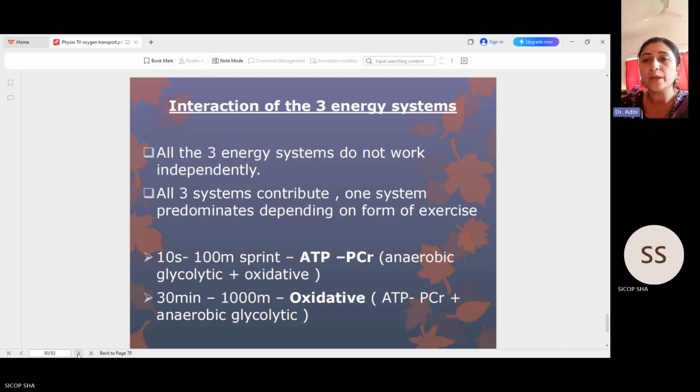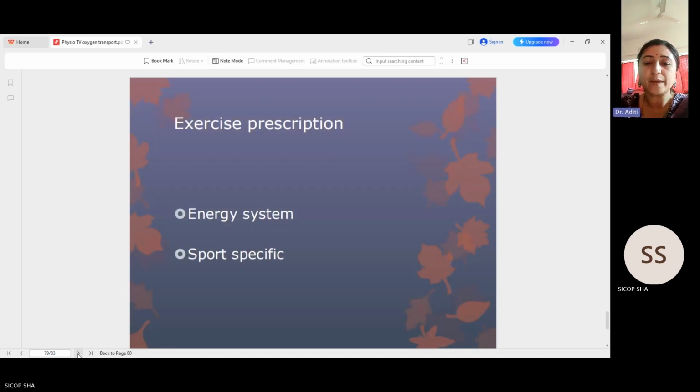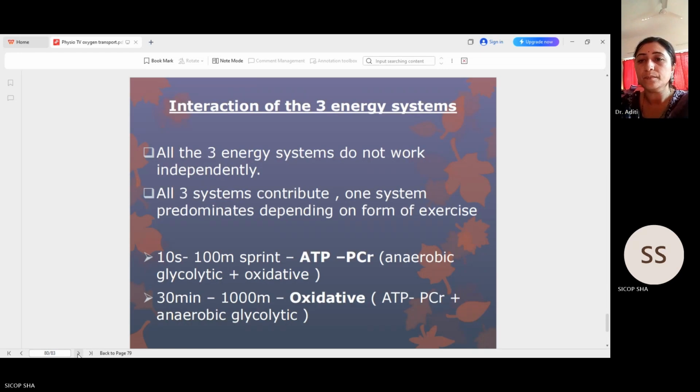Please go to the previous slide. So whenever we are prescribing exercise, it should depend on the energy system that we want to target, and of course the sports specificity should be considered. Whether you are training the individual for short duration, high intensity activities, or for long duration and moderate intensity activities will determine which type of training should be focused on. So yes, next slide please.